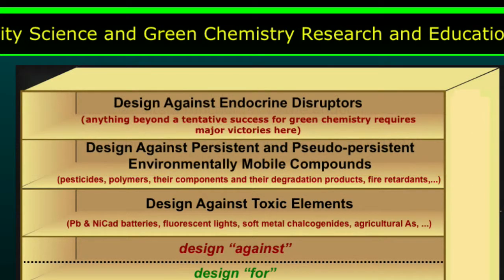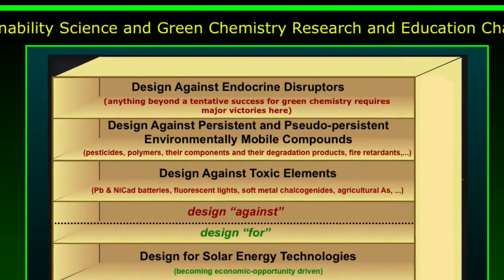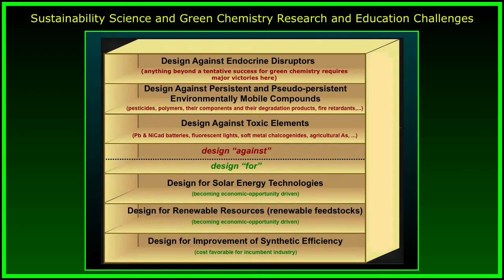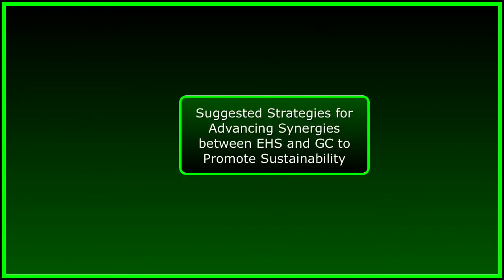So how then will green chemists learn from the environmental health scientists, the group of scientists who are discovering low-dose adverse effects of everyday chemicals? How will the green chemists learn from them how to design chemical products and processes of the future that are not burdened with these forms of toxicity? To approach this question, we have to map suggested strategies for advancing synergies between the fields of environmental health sciences and green chemistry, aimed, of course, at promoting sustainability. These are the sorts of ideas that come up.